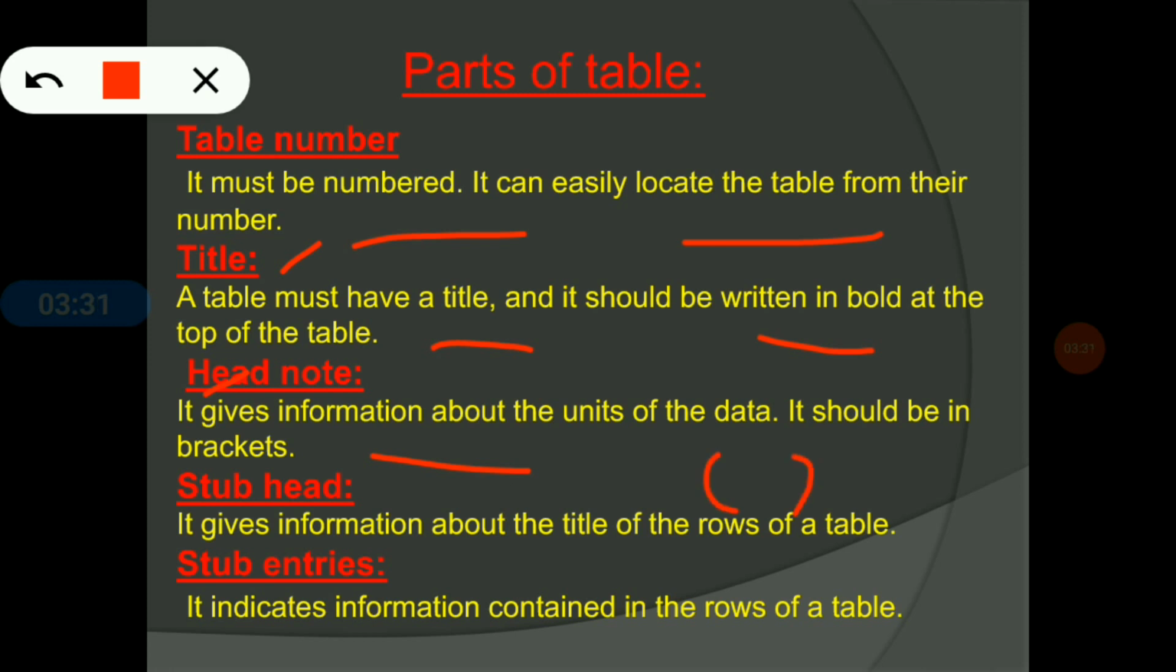Now going to the fourth one, that is the stub head. Stub head gives the information about the title of the rows of a table. That means it is the horizontal headings or subheadings of the rows. Clear? Now the fifth one, that is the stub entries. Stub entries indicate the information contained in the rows of a table. So what are the elements in the rows? They are called the stub entries. Clear? What is the basic difference between stub head and stub entries? Stub head means the horizontal or row headings, and stub entries are the elements in the rows. Clear? Now going to the next slide.